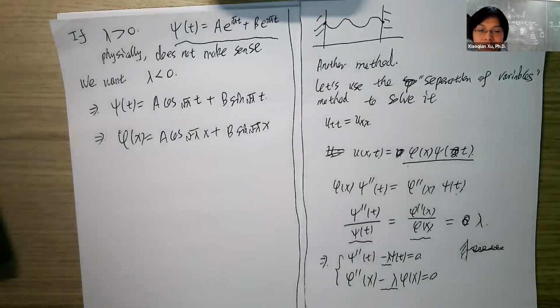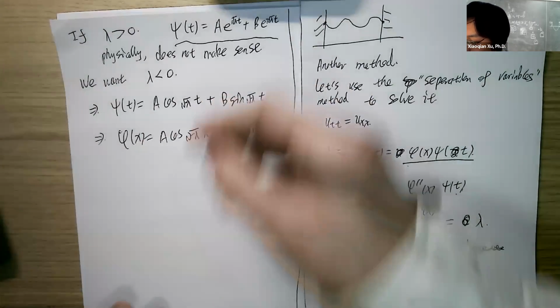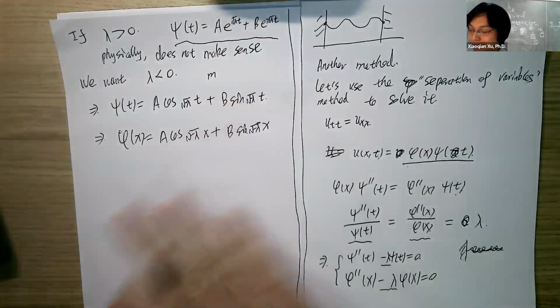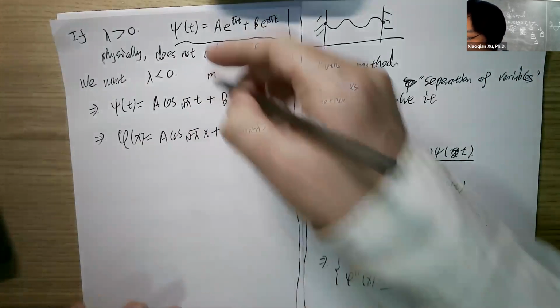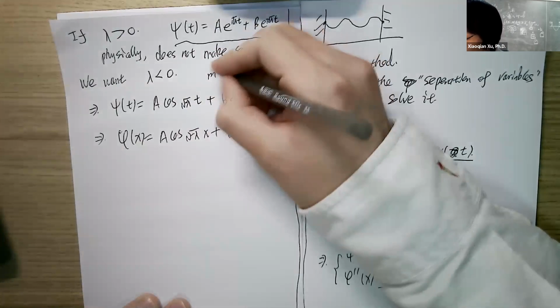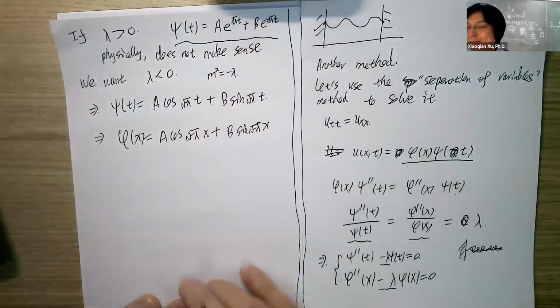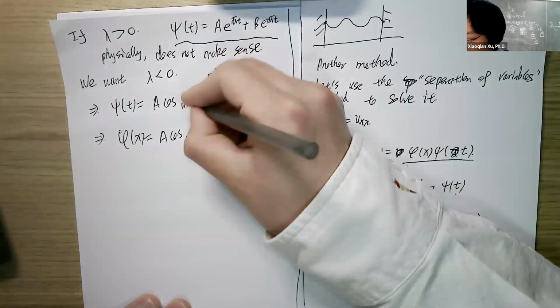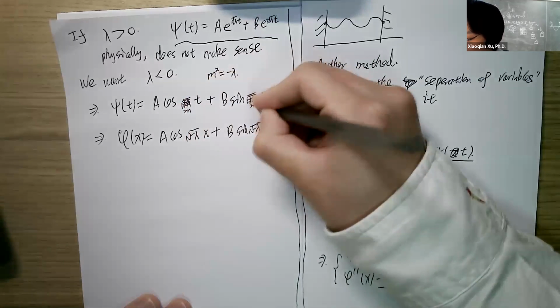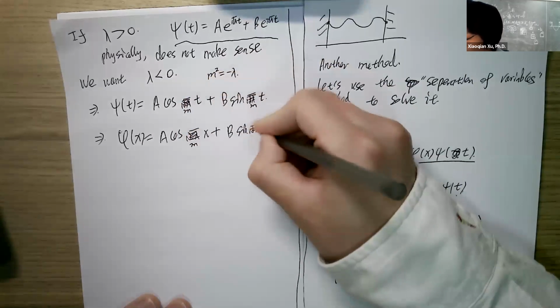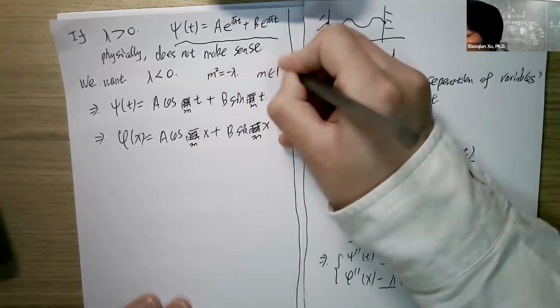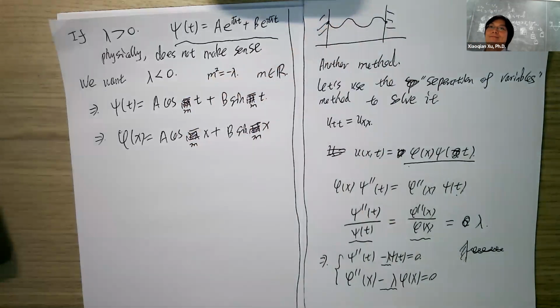Then let's try to see what happened. Well, before that, let's make the notation slightly nice. Let's call m squared equals to minus lambda. Okay, so that we can say this is m, this is m, this is m, this is m. M is just a real number. Now, let's try to see what happens.